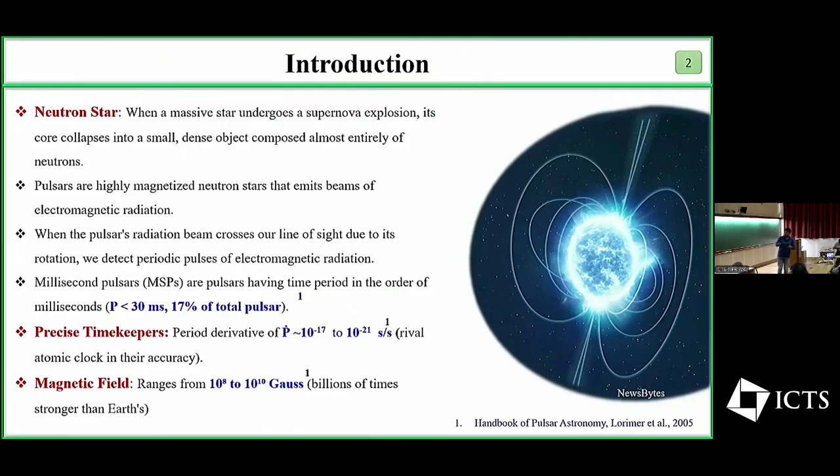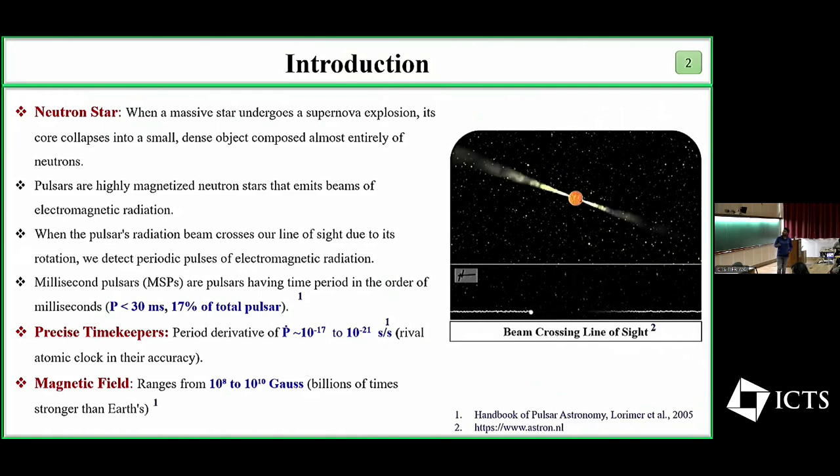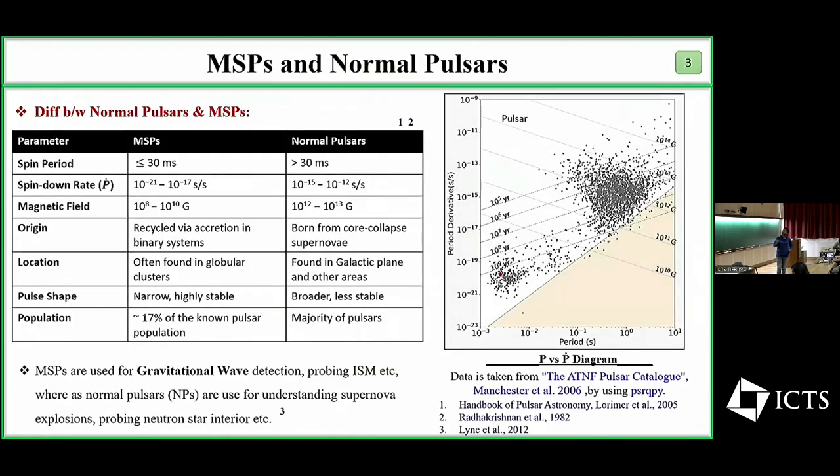These are known as timekeepers because of their high periodic stability, in the order of 10 to the minus 17 to 10 to the minus 21 seconds per second, and they are among the strongest magnets we know, having a magnetic field of 10 to the 8 to 10 to the 10 Gauss, which is billions of times the magnetic field of Earth. So what are the differences between normal pulsars and millisecond pulsars?